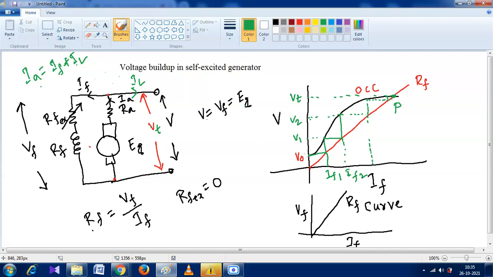Do you understand the process or procedure of voltage buildup?